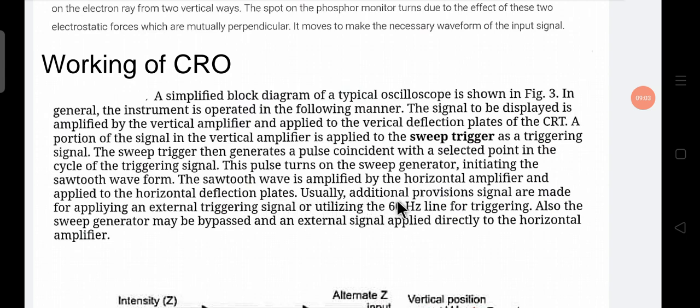Usually additional provisions are made for applying an external triggering signal or utilizing a 60 Hz line for triggering. Also, the sweep generator may be bypassed and an external signal applied directly to the horizontal amplifier.